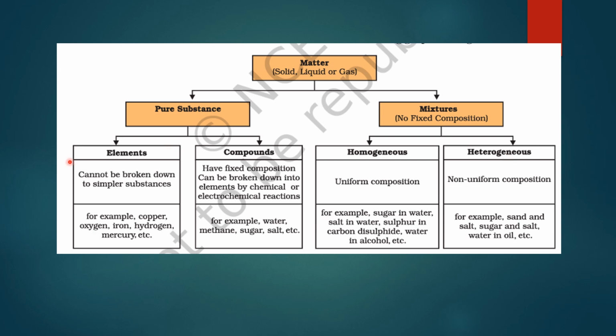Now let's see. Elements cannot be broken down into simpler substances. Examples are copper, iron, oxygen, hydrogen, mercury. All these are examples of elements. Compounds have fixed composition. They can be broken down into elements by chemical or electrochemical reactions. Examples are water, methane, sugar, salt, etc. Homogeneous mixtures have a uniform composition like sugar in water, salt in water, sulfur in carbon disulfide, water in alcohol, etc. Heterogeneous mixtures have non-uniform composition like sand and salt, sugar and salt, water and oil, and so on. Right?